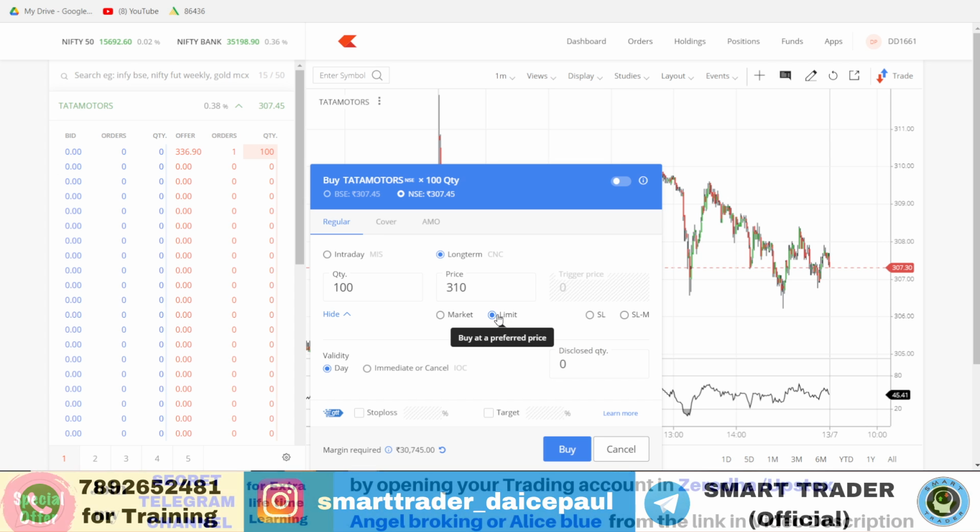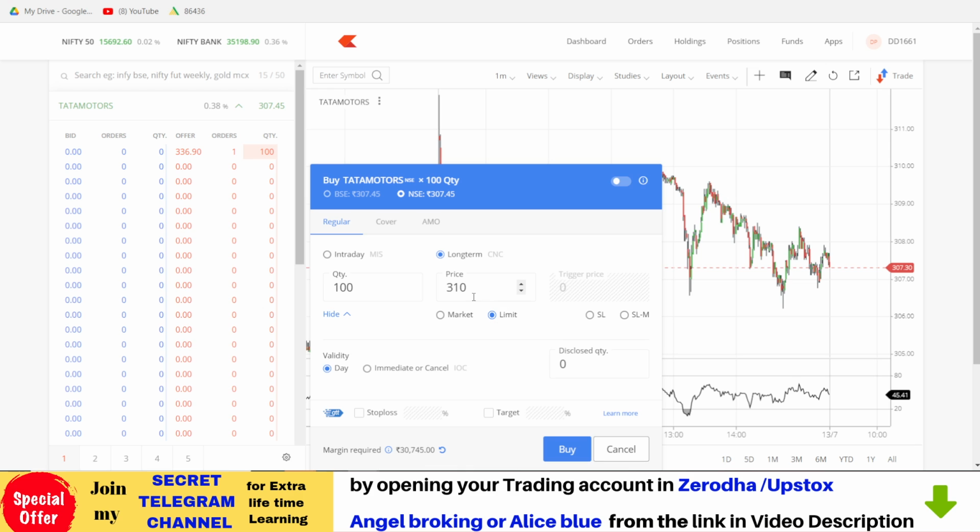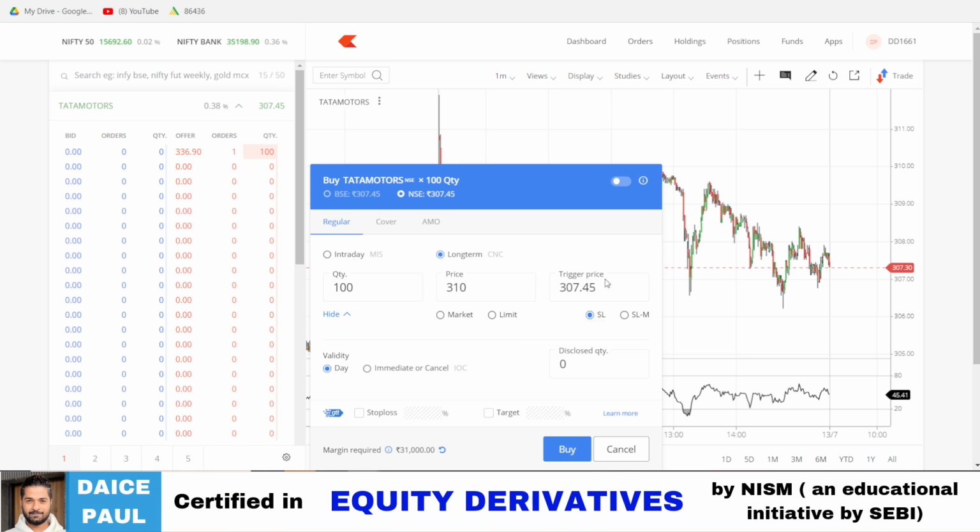For that, you cannot use a limit order. If you put a limit order, you would have experienced that it will buy immediately at the market price. So for that reason, you can set this. I have explained this already in one of the videos, but still I will explain in this video. This is like a bulb. This is your switch and this is your bulb. So you want to buy at 310, and the market price is 307.45.